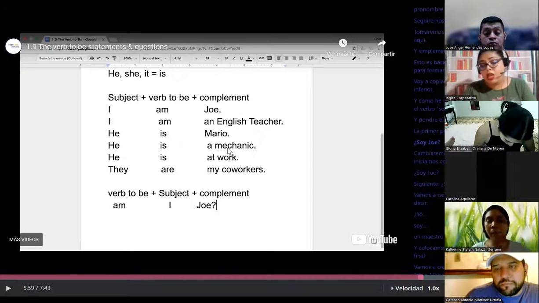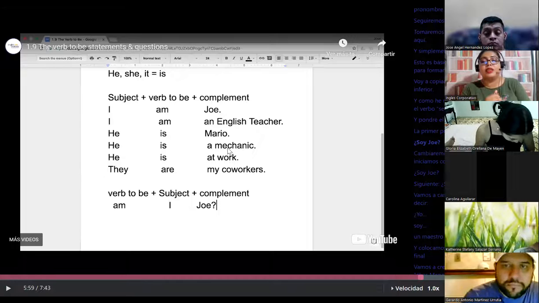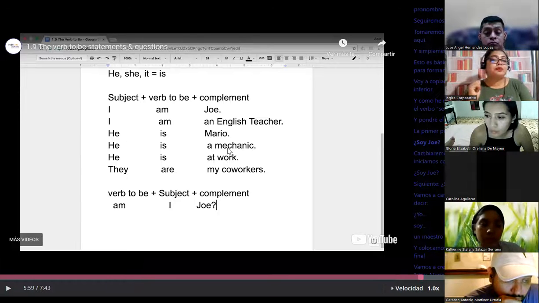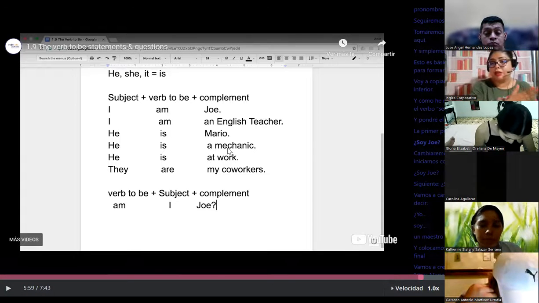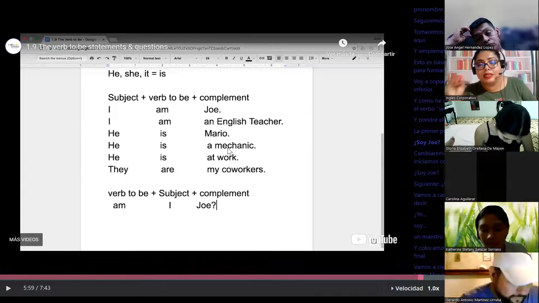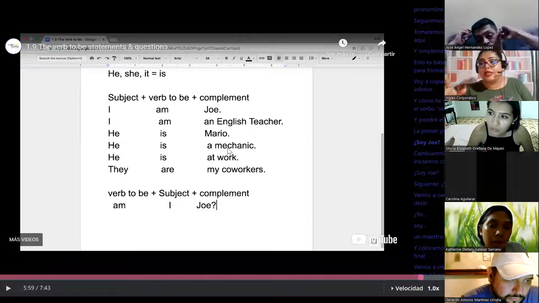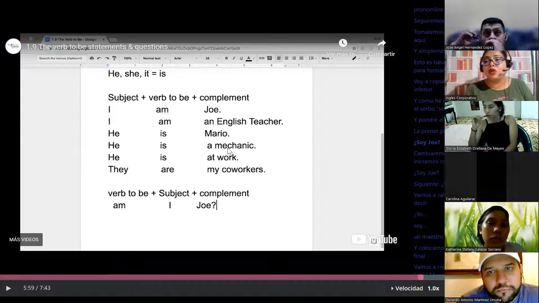el complemento. We can use the same sentences that we can create with the first structure and just change a little bit the words. Podemos utilizar las mismas frases que ya tenemos en la primera parte con la estructura de la oración simple y simplemente cambiamos el orden. Primero el verbo to be, luego el sujeto y luego el complemento y ya tenemos nuestra pregunta simple. Am I Joe? Y en el primero es I am Joe. Entonces no es tan complicado. Simplemente cambiamos de lugar el verbo to be con el pronoun o con el sujeto.